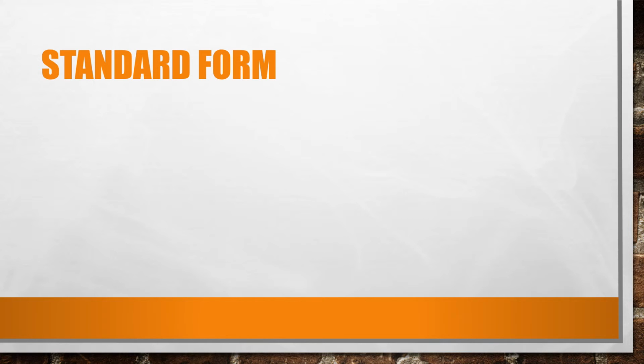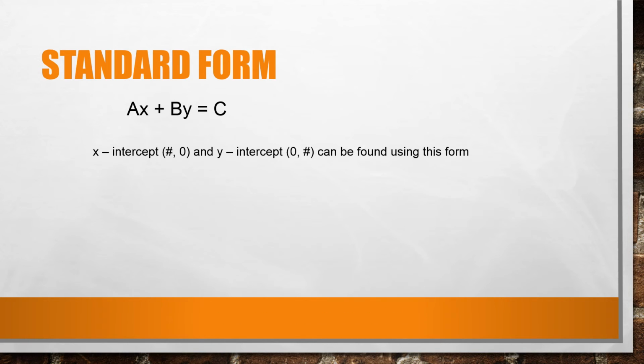Standard form. Standard form uses ax + by = c. Now when it's in this form, the number that is next to the x, adjacent to the x, is not a negative or a fraction. So we may have to manipulate it to change it to be in standard form. The best thing to use with standard form is the x and y intercept. This is great for graphing.